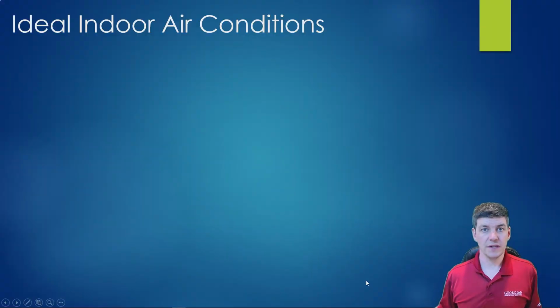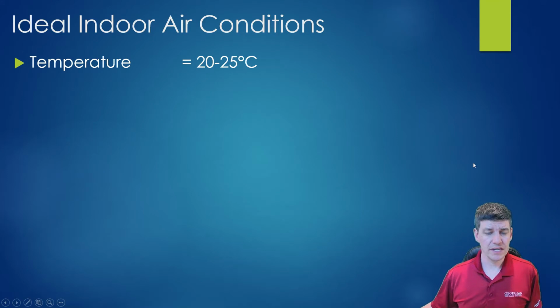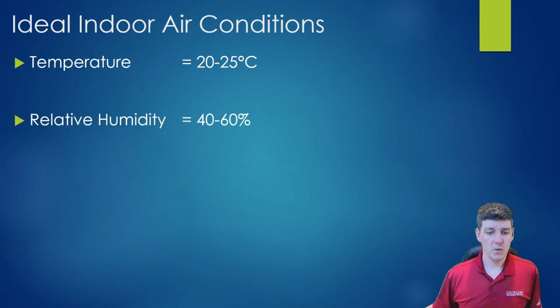Okay, so first of all, if we want to figure out what makes good indoor air, we have a few things that we want to make sure we track. We're going to have a temperature, and generally our target is going to be in the 20 to 25 degrees Celsius range. That's where most people feel comfortable. We're going to worry about our humidity levels. So our relative humidity is probably going to be in the 40 to 60% range. Again, that's where most people feel comfortable indoors.